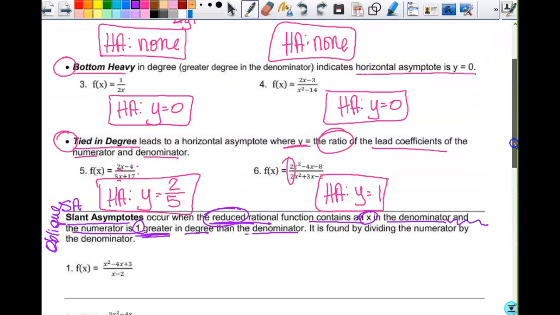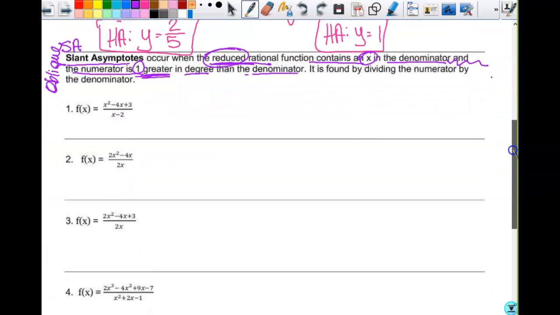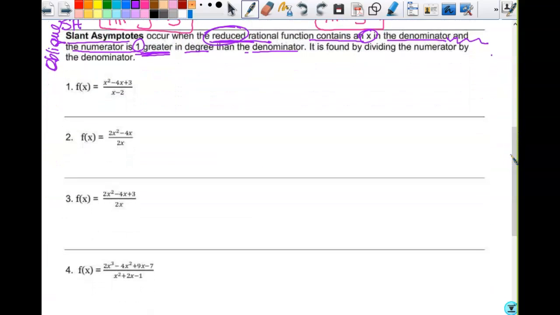So the only time I could have a slant asymptote is if it's top heavy, and that's why there's not a horizontal asymptote. But not only is it top heavy, it's important that you realize it says 1 greater in degree. So this is x squared over x. That's 1 degree greater. If this was x cubed over x, no slant asymptote. Okay? Then it is found by dividing the numerator by the denominator.